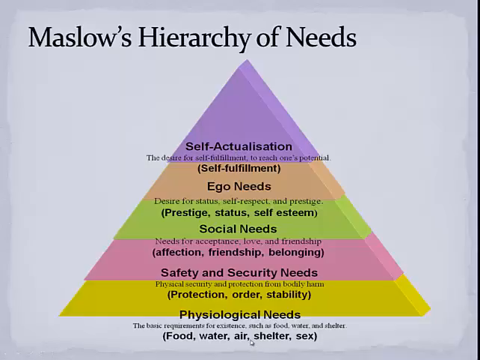So in countries or situations where people don't have sufficient food or water and so forth, they have more difficulty moving up to these higher levels of needs because these have to be met first. That is the basic premise of Maslow's hierarchy of needs.